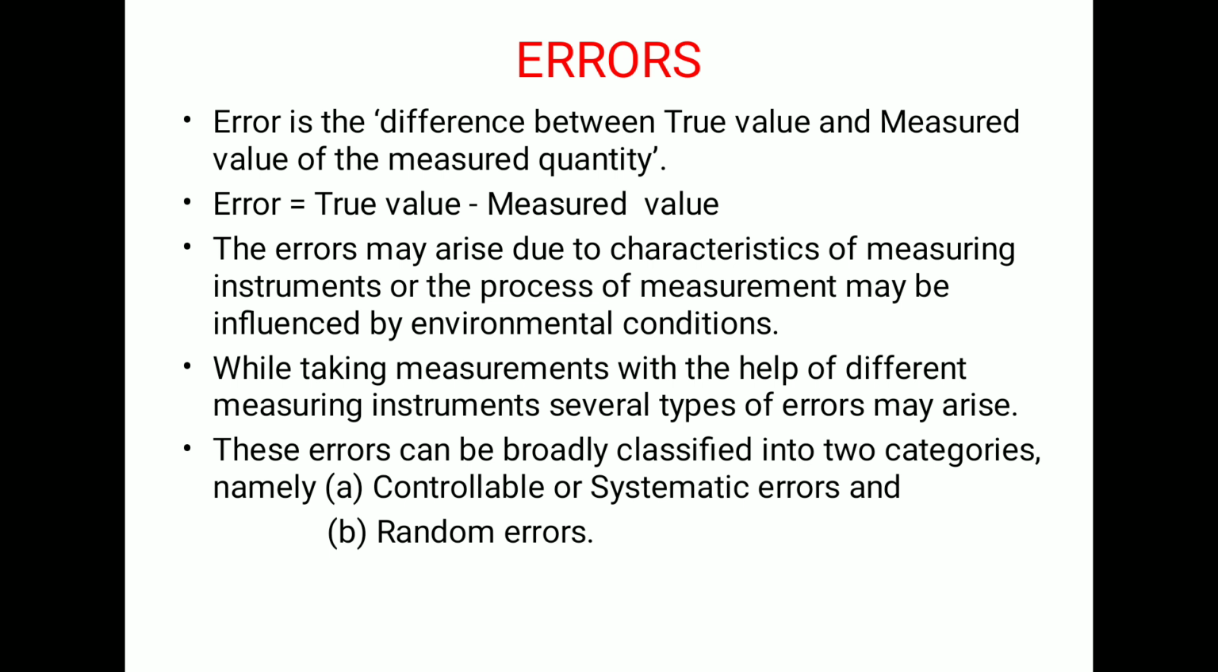The errors may arise due to the characteristics of measuring instruments, or the process of measurement may be influenced by the environmental conditions. While taking measurements with the help of different measuring instruments, several types of errors may arise. These errors can be broadly classified into two categories, namely controllable or systematic errors and random errors. Let us see one by one here, types and sources of errors.